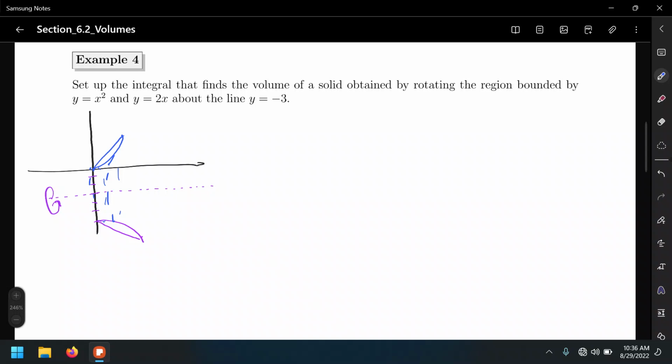Okay. Now, how are we going to set up this integral? So, here is where it's going to get a little tricky. So, ultimately, we're rotating this little region right here, isn't it? So, this is what we're rotating. But in this case, we are rotating about the line y equals -3.